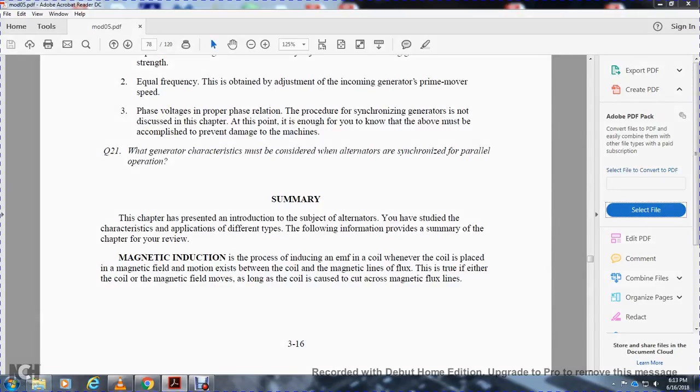Chapter 3 Summary. The chapter presents the introduction, the subject of the alternating current, the characters, the application, and different terms. The following information provides the summary of the chapter for your review.